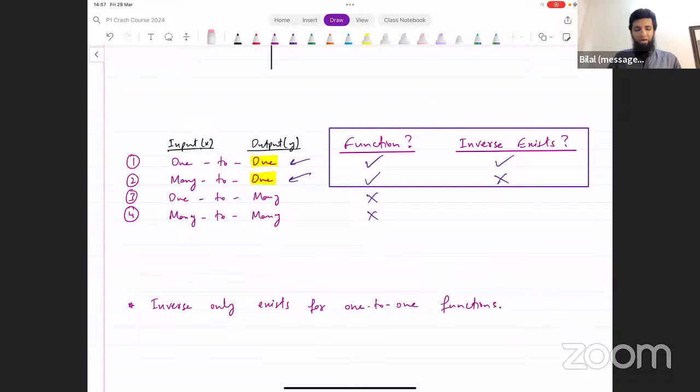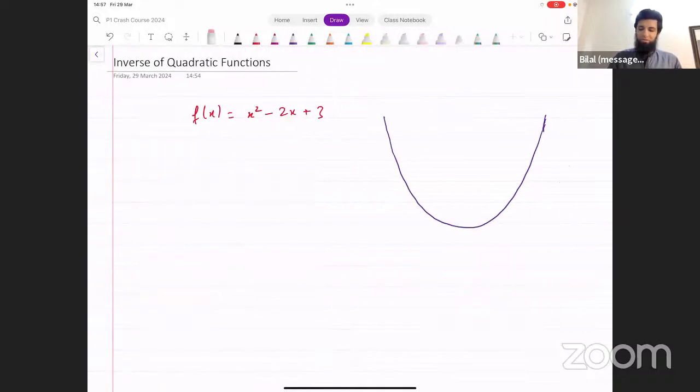Now we're talking about finding the inverse of quadratic functions. This is what the graph of a quadratic function looks like. It's a curve, it has a turning point, and it fails the horizontal line test. If you draw this horizontal line, it cuts the graph at 2 points. That means at this point and at this point, you have the same y value for different values of x. So it's not a one-to-one function. So how can we find the inverse of a quadratic function then? That's the question.